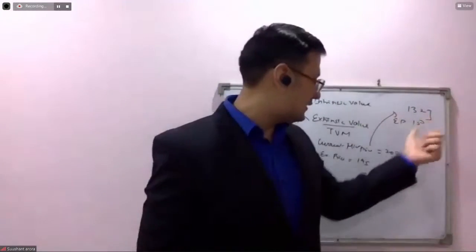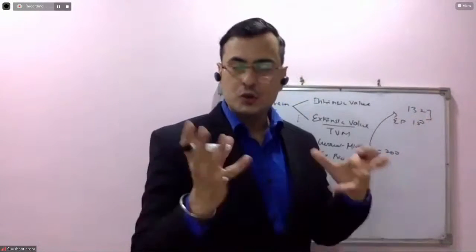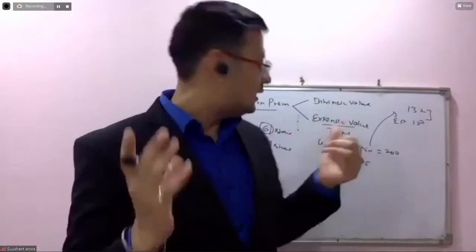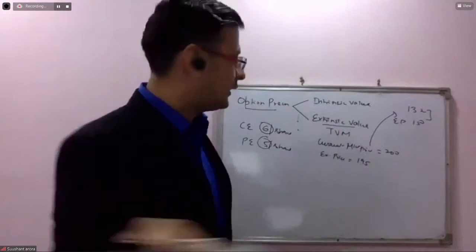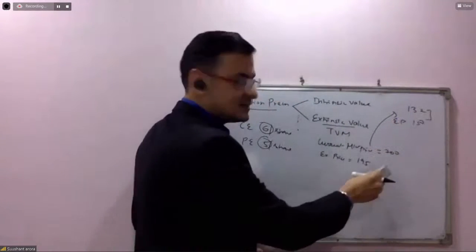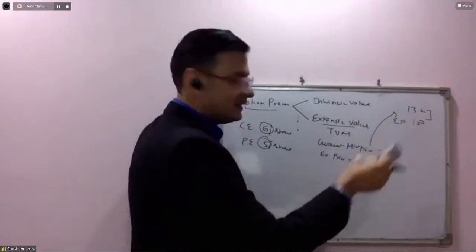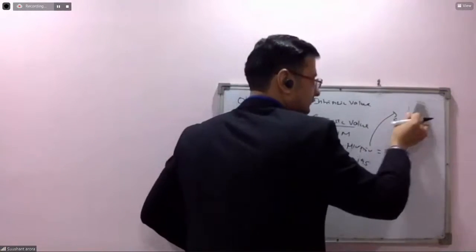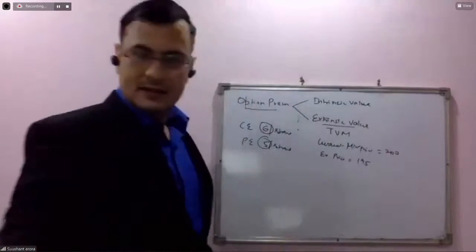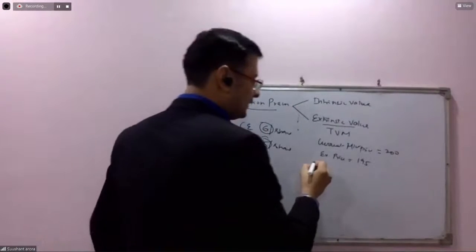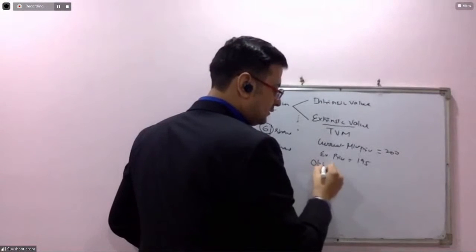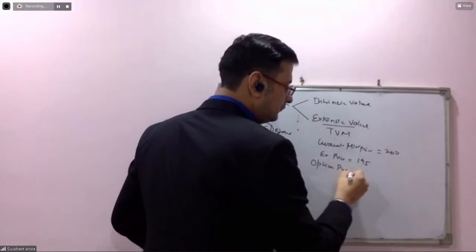I know this is what I'm doing. I'm just trying to tell you how to calculate the total option premium. So this is opposite. Here the market price is higher, the exercise price is lower. See very carefully. How do you get the option premium?